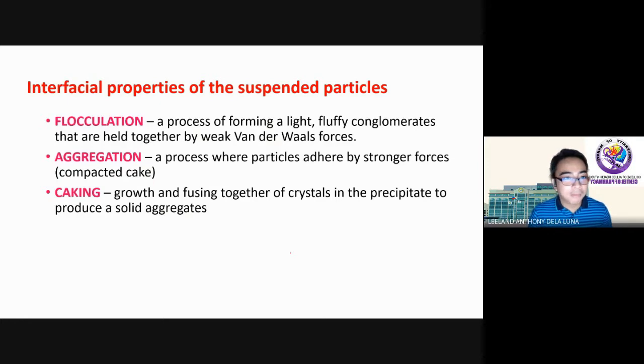Now, what are some of the interfacial properties of the suspended particles? Now, class, there are three properties ng ating mga particles that are mostly used for suspension. They can flocculate. So they have the ability to flocculate. That's the process of forming light, floppy conglomerates that are held together by, take note of this, weak van der Waals forces.